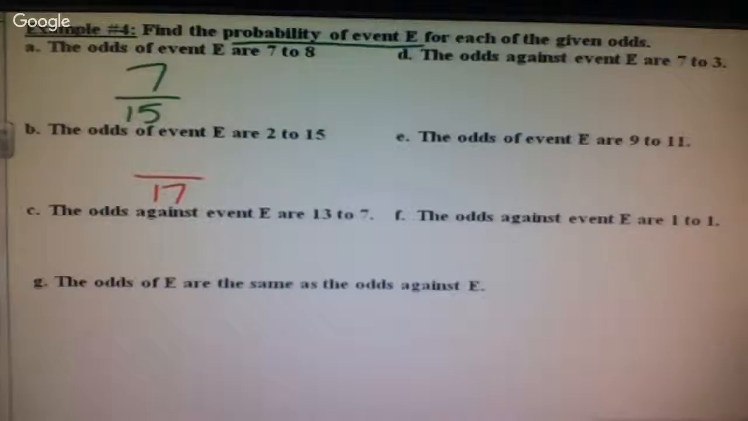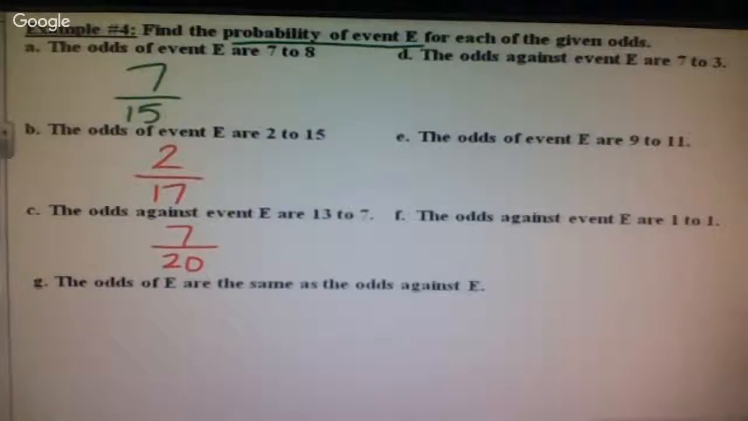So part B, what's my total? 17. What number goes on top? 2. We're talking odds of. So it's 2 out of 17. Part C. Maybe 20 over 13. We're talking odds against, which means my winning is my second number. So for these, we'll only put the total on our exam, like, you don't know how to calculate, or you don't want totals at all, you just want the actual fraction. I want the actual fraction.